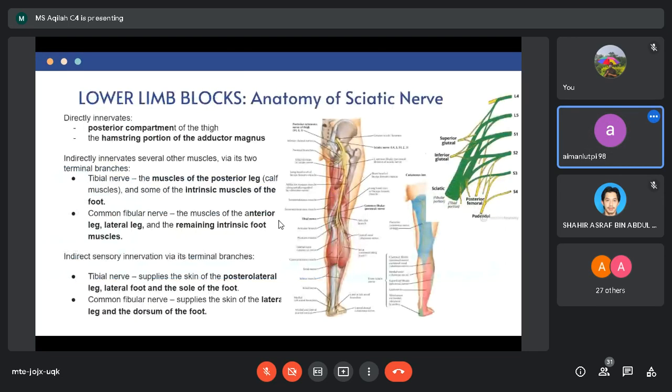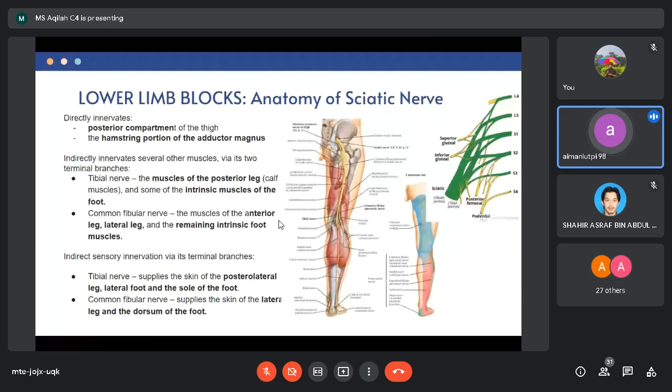The last one is sciatic nerve block. For the sciatic nerve, it directly innervates the posterior compartment of the thigh, and the hamstring portion of the adductor magnus. It also indirectly innervates several muscles, as you can see in the picture, via two terminal branches, which are the tibial nerve and common fibular nerve. Apart from that, it also provides sensory innervation via its terminal branches. For example, the tibial nerve supplies skin of the posterior lateral leg, lateral foot, and sole of the foot. And the common fibular nerve supplies skin of the lateral leg and dorsum of the foot.